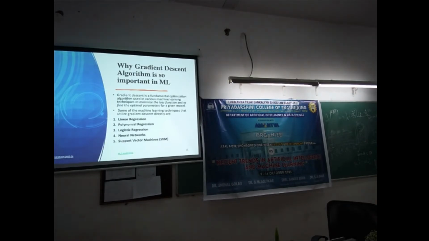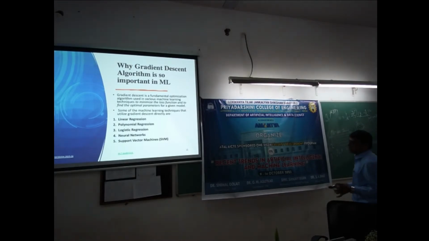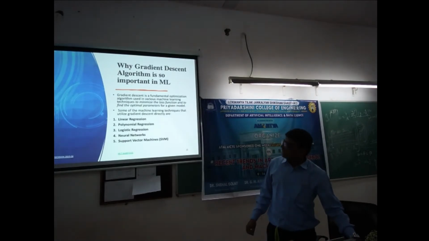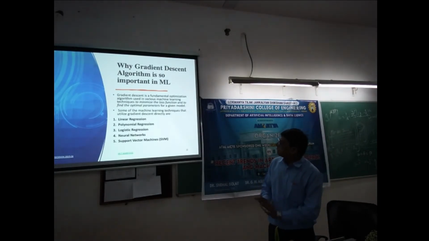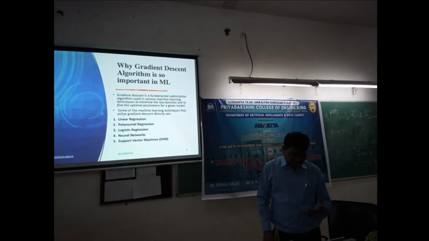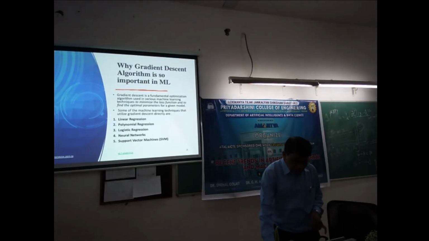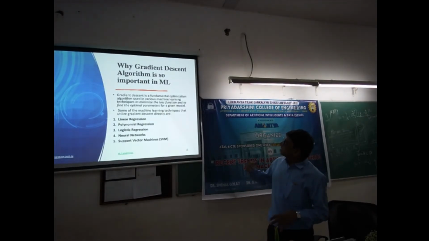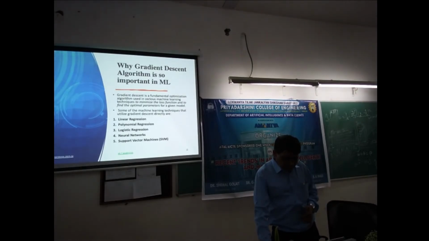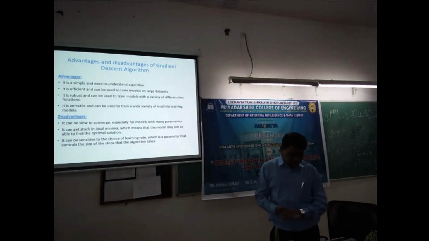Some of the machine learning techniques that utilize this are linear regression, polynomial regression, logistic regression, and so on. Every machine learning algorithm has some parameters to learn, and those can be found by using gradient descent. So whether you study neural networks or support vector machines, when these algorithms are implemented, gradient descent is used to optimize the objective function and to find the best parameters.